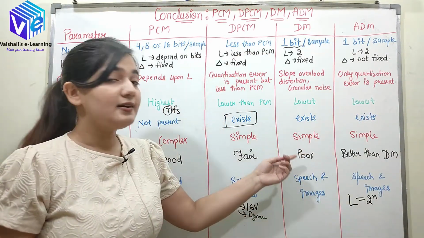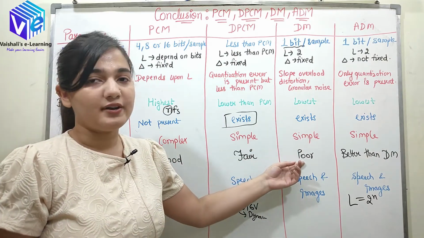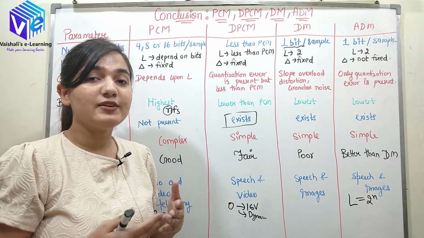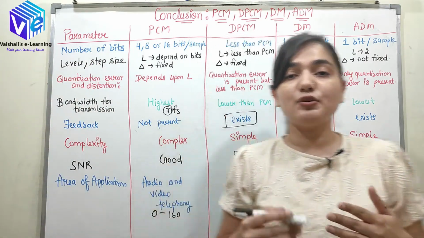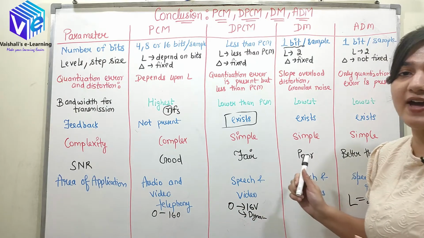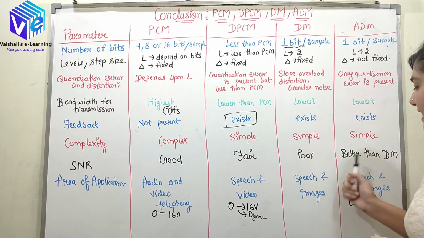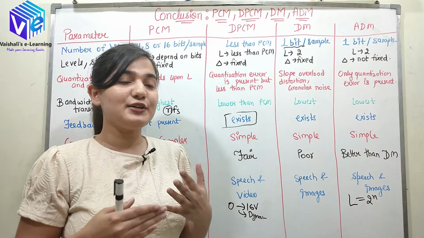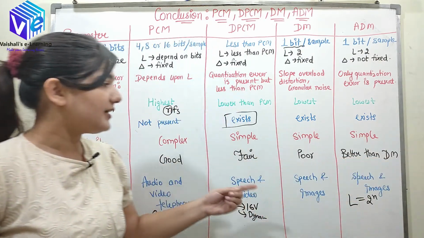Now coming to the delta modulation, there the SNR would be poor because we were using unit step size, which means a single step size. So the step size was fixed and we were using only 2 levels, so there was more probability of error as well. Now if I talk about the SNR in the case of adaptive delta modulation, because we are using the variable step size, it will be better than the delta modulation.